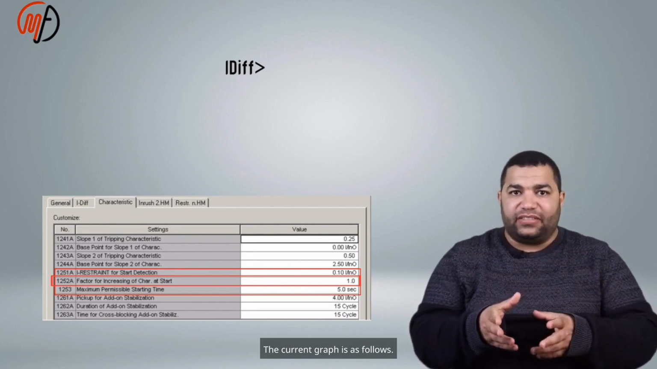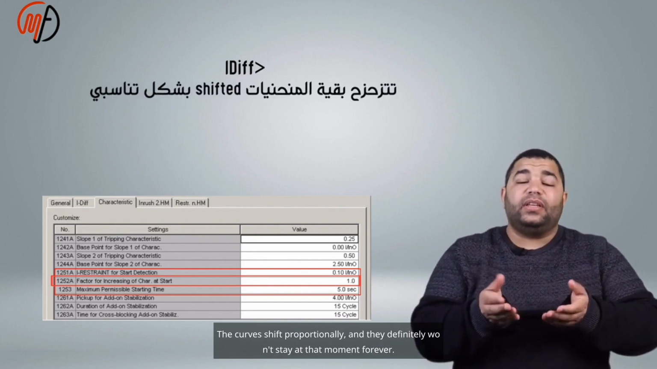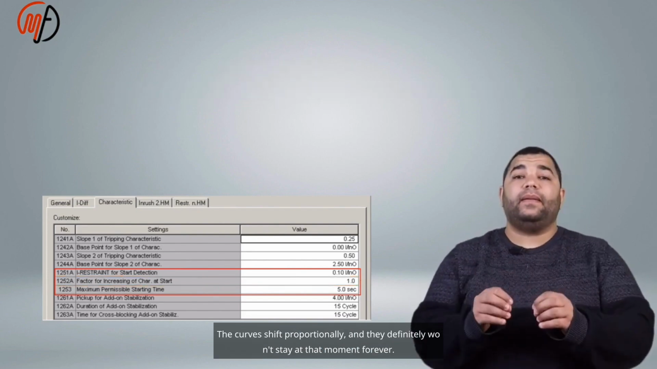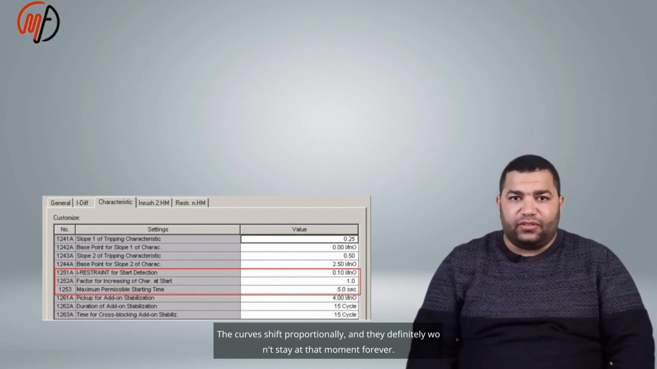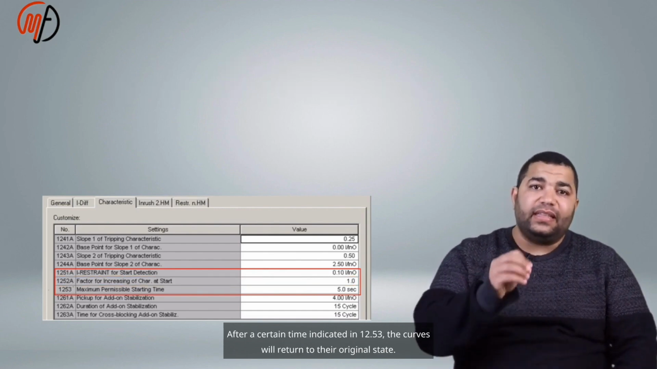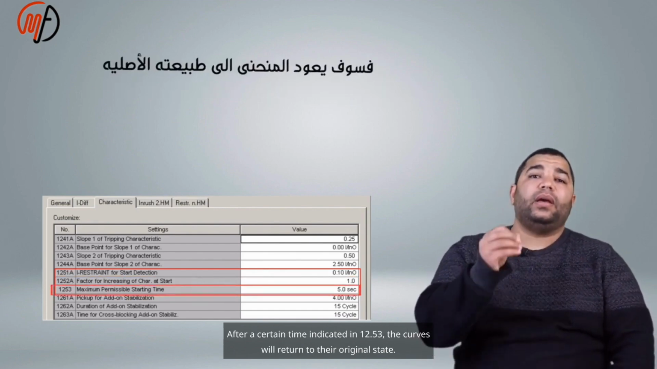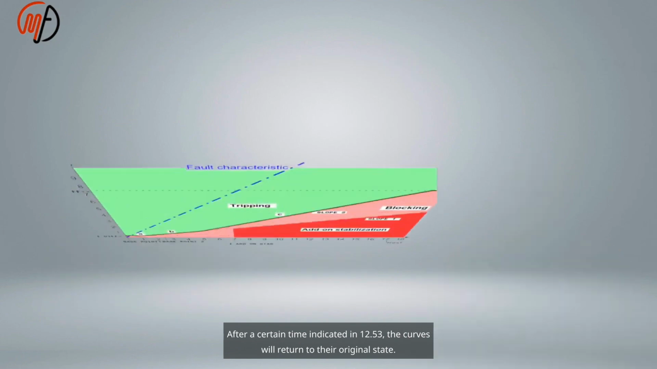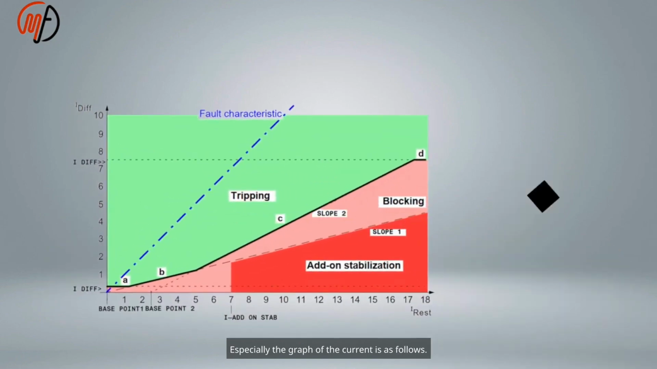The current graph is as follows. The curves shift proportionally, and they won't stay at that position forever. After a certain time indicated in 1253, the curves will return to their original state. The graph of the current is as follows.